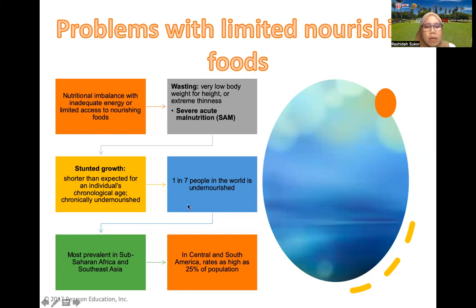Okay. 1 in 7 people in the world is undernourished, most prevalent in sub-Saharan Africa and Southeast Asia. This is Southeast Asia, which includes Malaysia. In Central and South America, rates are as high as 25% of the population. This is taken from the Pearson Education book.